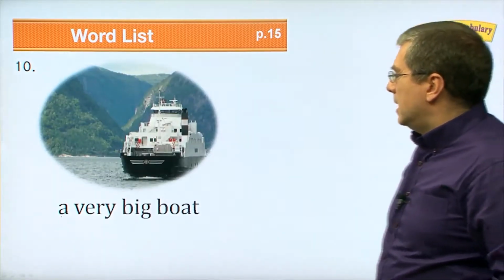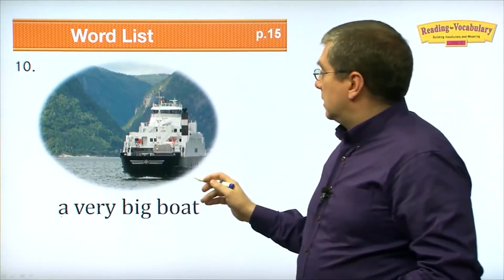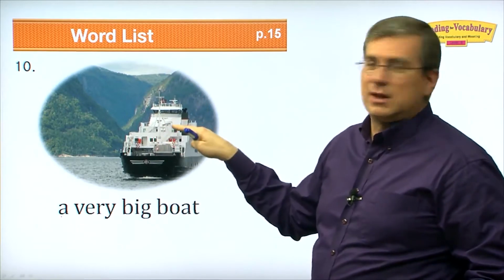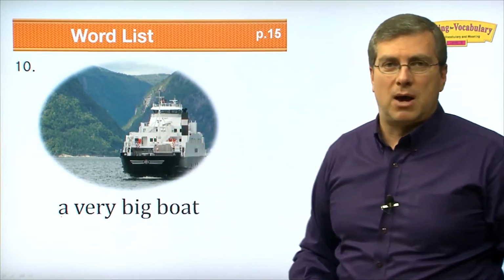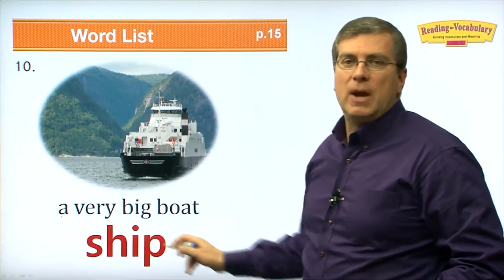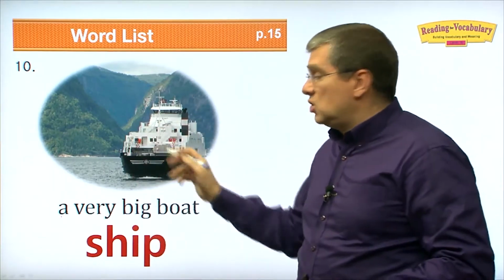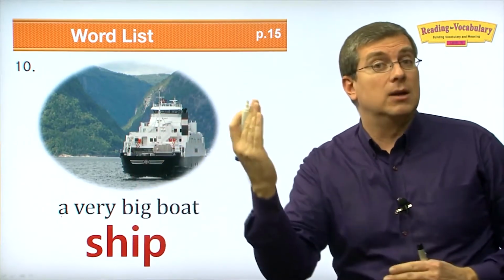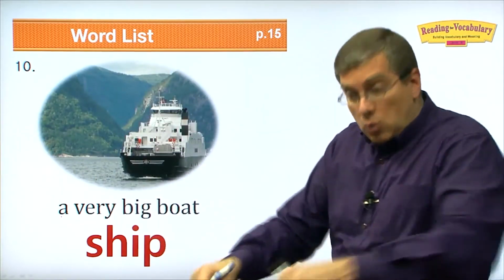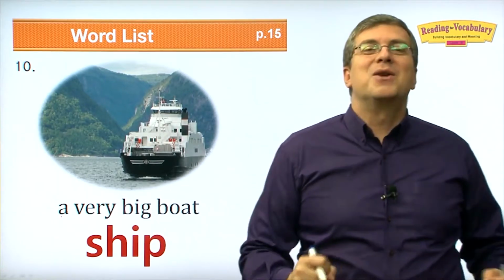Okay, next one, 10. A very big boat. This is a very big boat, a huge boat. It's using an engine, so there's no sails on the boat, right? This boat is moving by engine power, by gasoline. But what do we call this big boat? We call it a ship. A ship is a very big boat. Now, ships can have engines, ships can also have sails. A ship is just a really big boat. If you're in a small rowboat with your friend going across the river, you're not in a ship, you're in a boat, right?